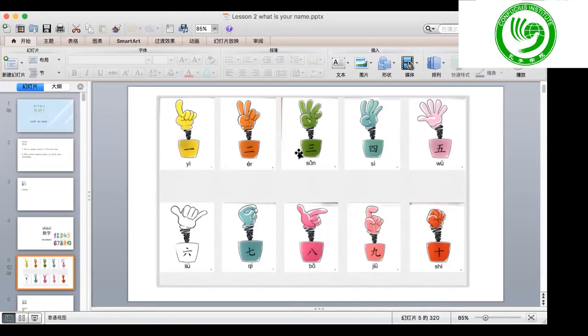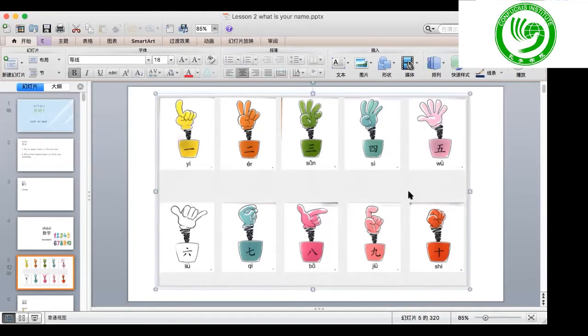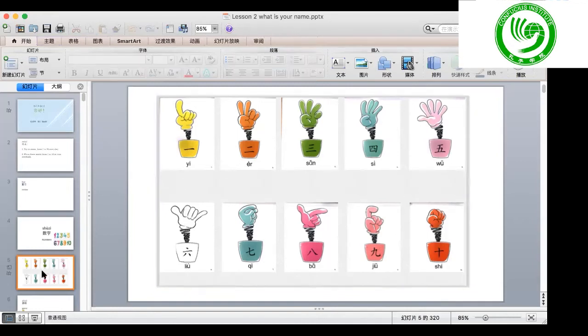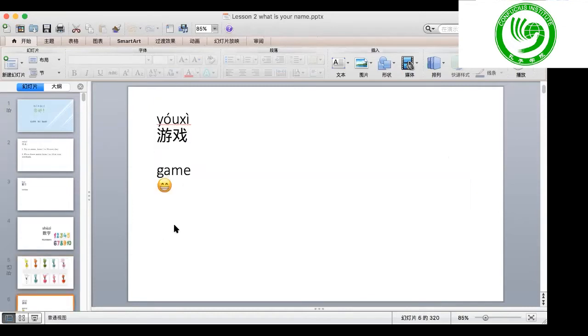Then how to say 3? Yes, 三. How to say 5? Okay, 五. How to say 7? 七. How to say 9? Yes, 九. How to say 10? Yes, 十. So, now we're gonna play a game for the numbers, 数字 game in Chinese, 游戏. Play a 游戏.